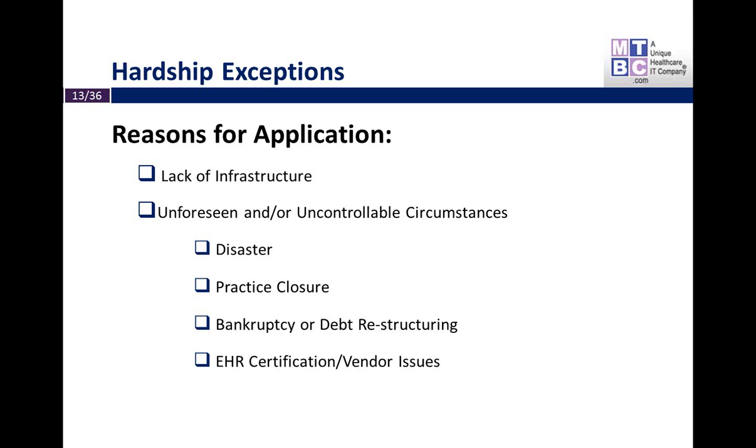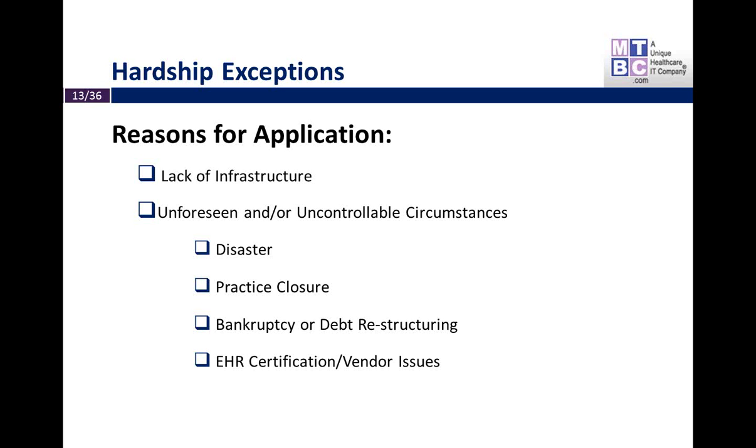The first one that you can see on your screens as well is lack of infrastructure. What it means is that an eligible professional may request this type of hardship exception if, during any 90-day period starting from January 1st, 2013 to July 1st, 2014, the eligible professional practiced in an area without sufficient internet access to comply with the meaningful use objectives requiring internet connectivity and faced a significant amount of barriers to obtain sufficient internet connectivity.